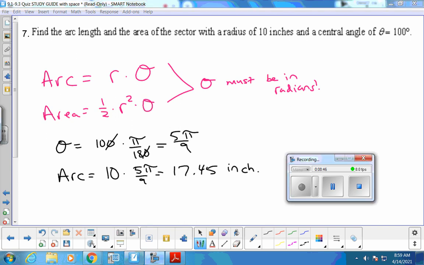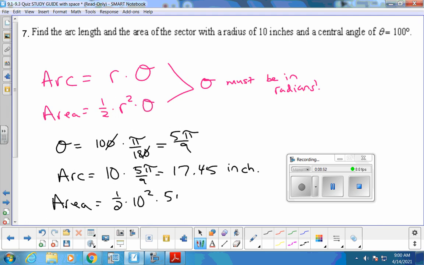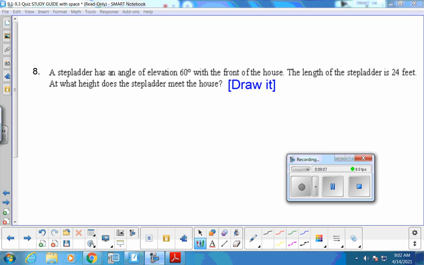Okay, so now area of sector, 1/2 10 squared times 5 pi over 9. 1/2 times 10 squared times 5 pi over 9. 87.27. And that's an area, so inches squared. Yeah. I would definitely recommend drawing this one.